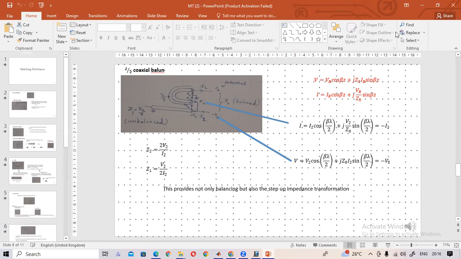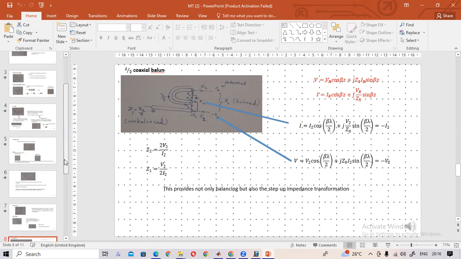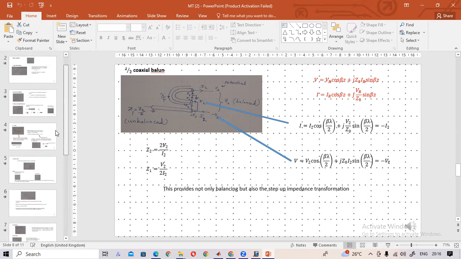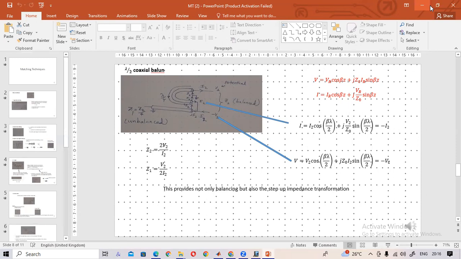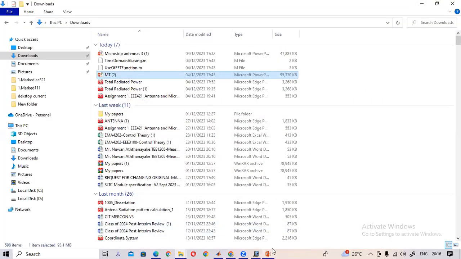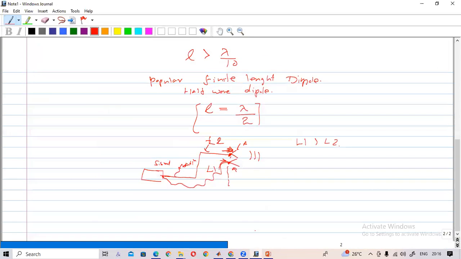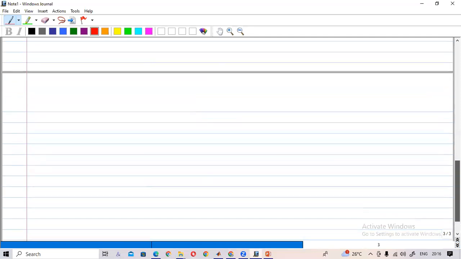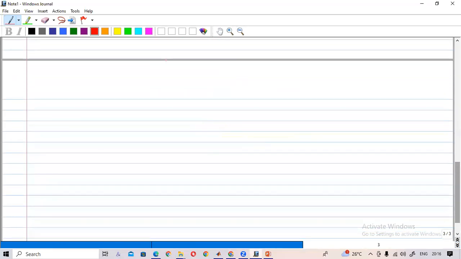But I will tell what the important things are for us. So we will start. It is LO2, learning outcome 2. That is antenna matching.